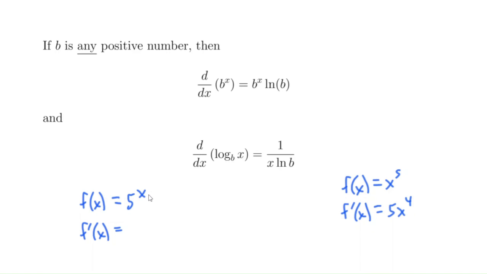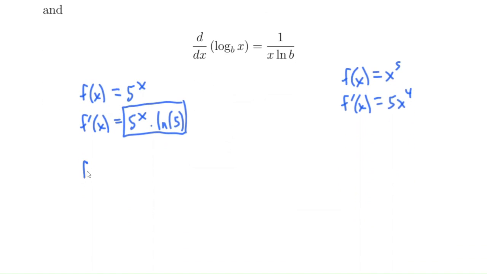So the derivative of 5 to the x would be 5 to the x times ln of 5. Now, ln of 5 is just a decimal here. So qualitatively speaking, it's kind of like the derivative of 5 to the x is just 5 to the x, but it's actually 5 to the x times this little fudge factor here, ln of 5. Okay, and ln of 5 is just a crazy decimal.